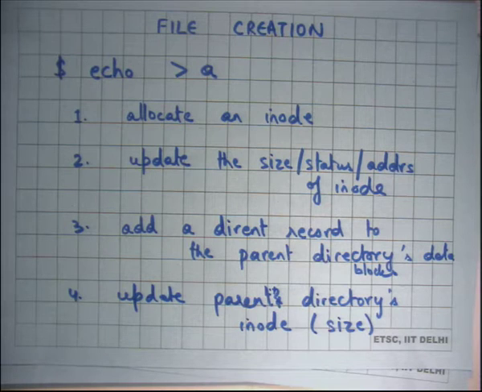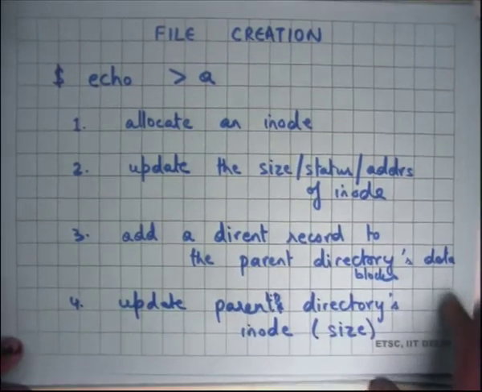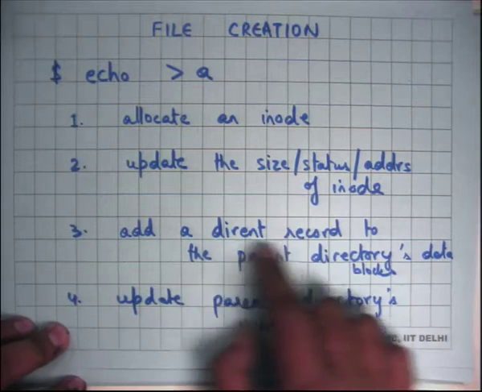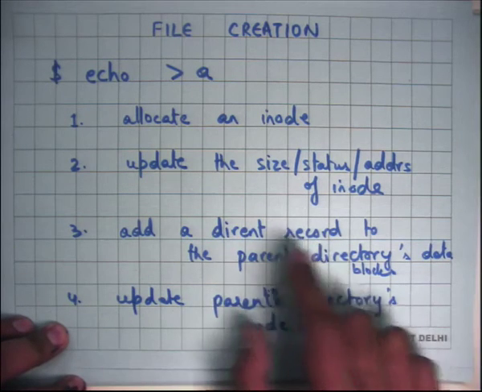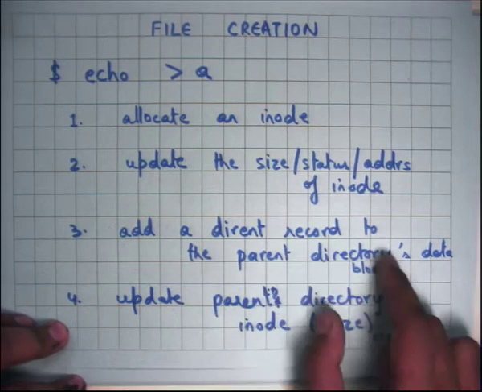Each directory entry is a mapping from a name to an inode number, right? And for simplicity, xv6 allows only a 14 character name at most, so that ensures that a directory entry is a fixed size directory entry. But of course you could make it more complex to allow longer names, for example. So you add a directory entry record, I'm going to call it a dirent record, to the parent directory's data blocks, right?